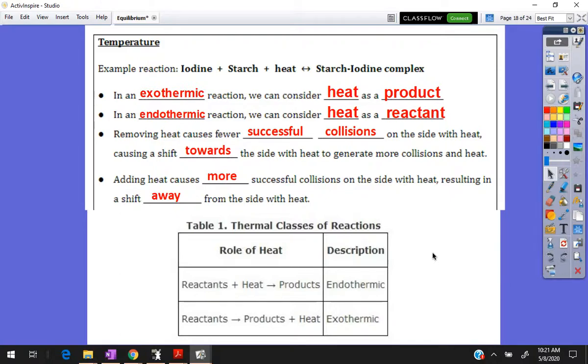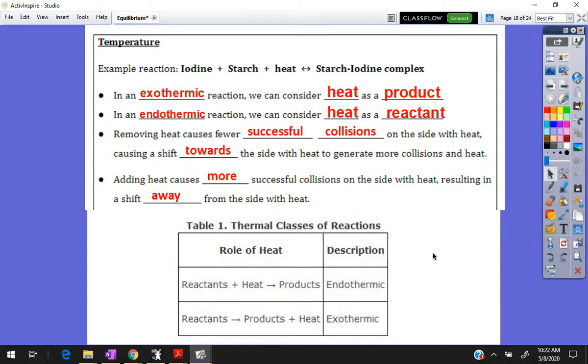So what happens when we start changing heat? Well, changing heat is the same thing as changing temperature. If we review kinetic molecular theory, we know a change in temperature is the same thing as changing the average kinetic energy of our particles. If we change the average kinetic energy of our particles, we're going to affect the number of successful collisions and therefore change the rate of either the forward or reverse reaction, depending on where heat is at.